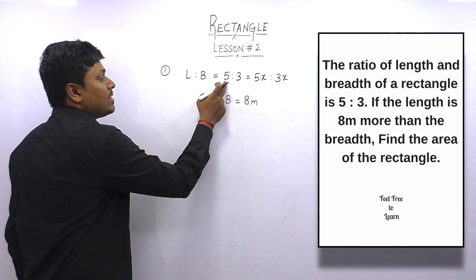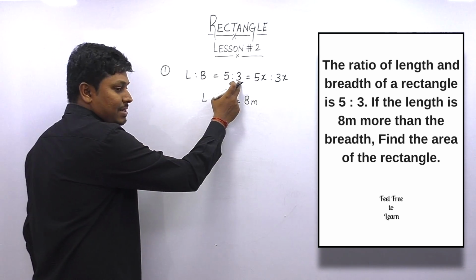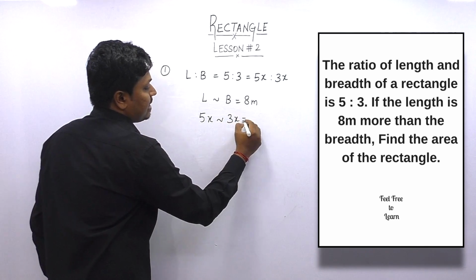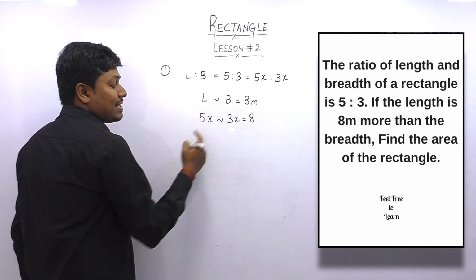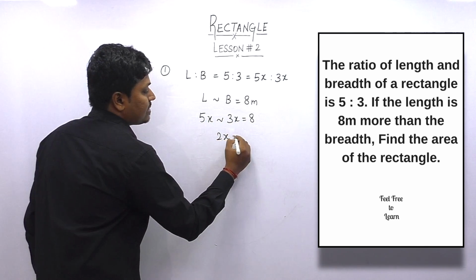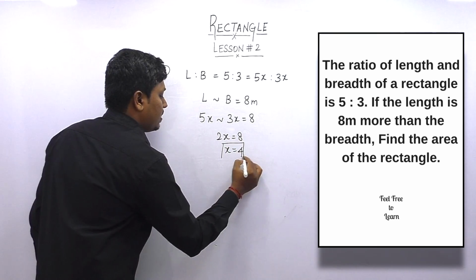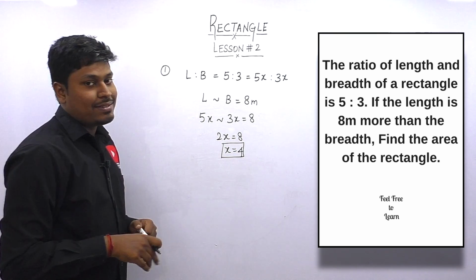So we already know that length is 5 ratio and breadth is 3 ratio. So 5x minus 3x is equal to 8. So 5x minus 3x will be 2x. So 2x is equal to 8. So x is equal to 4. So finally we found the value of x is equal to 4.